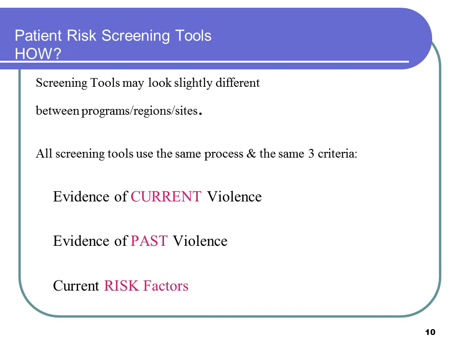Patient risk screening tools. How do we do this? Risk screening tools look different within the different programs in our region, depending on the population. Ours is quite different than that of acute care. However, all screening tools use the same process and follow the same 3 criteria, which are evidence of current violence, evidence of past violence, and current potential risk factors.